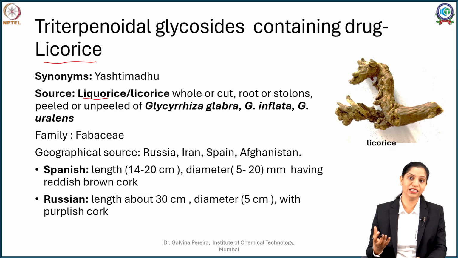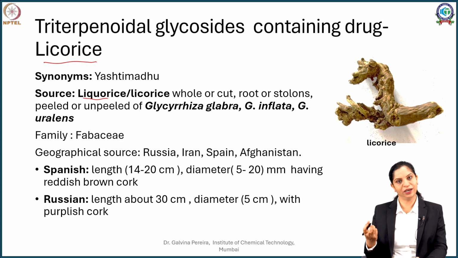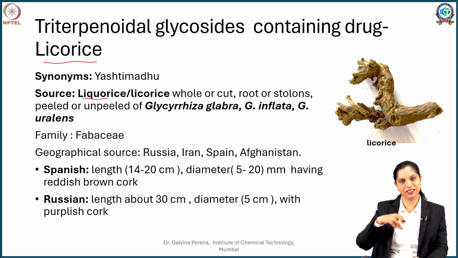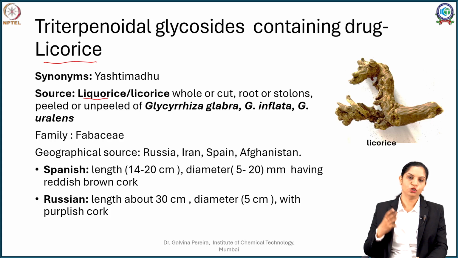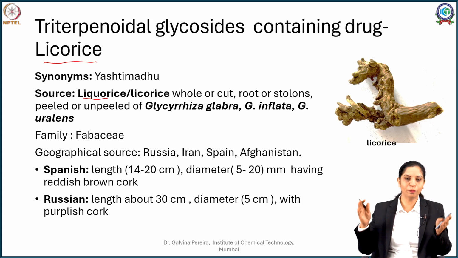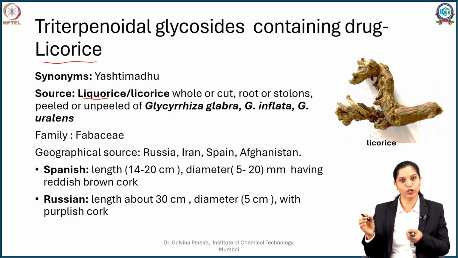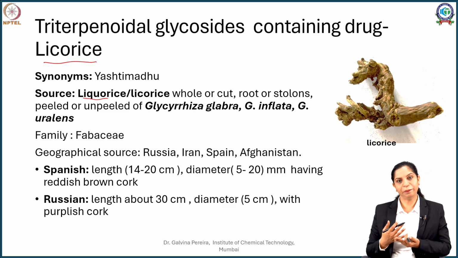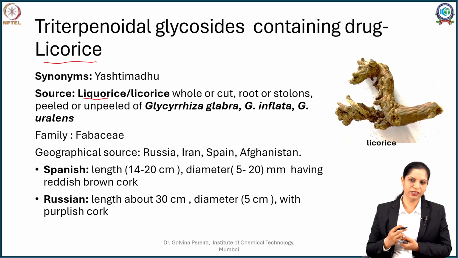Now this drug consists of the underground parts. Underground parts include the roots as well as the runners or the stolons. Both of them are cut and collected. So you might have the entire one or you might have it cut. Now in some cases the outer peel, which we call cork, has been removed due to processing. In some cases it is there. So you might have it peeled, you might have it unpeeled, you might have fresh, you might have dried, you might have cut, you might have uncut.